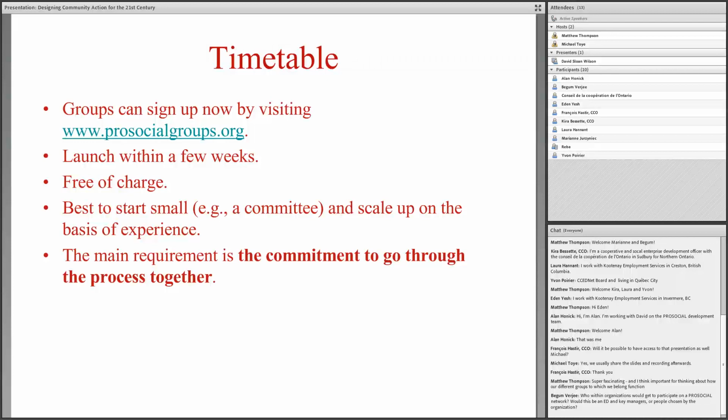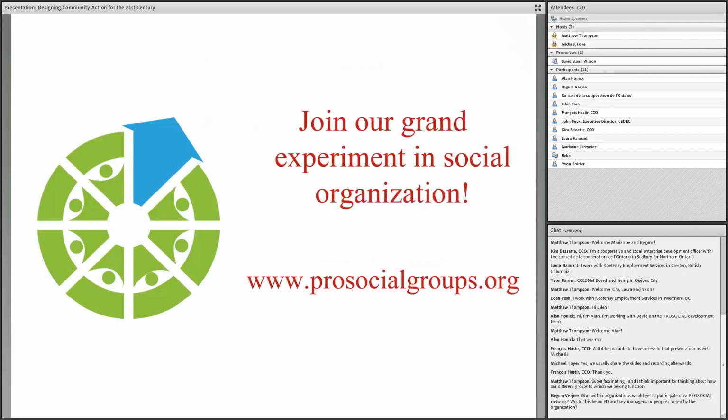Although it's free, it's important for there to be commitment, basically. And so the group that does this has to really decide that we're going to go through this process together. They're going to commit to spending the time to do it, and this will amply repay itself. But the strongest groups are the ones that commit to actually working on behalf of the group, and that's true of ProSocial. And so I encourage you to join our grand experiment in social organization, and now I declare this meeting open for discussion.